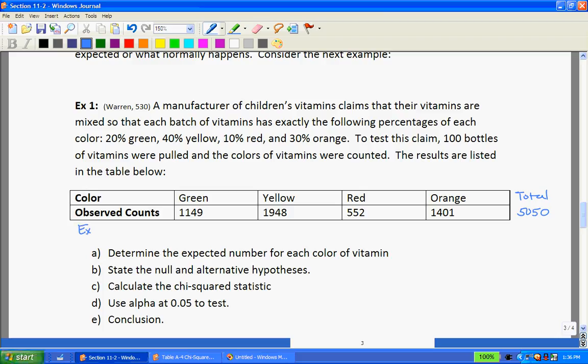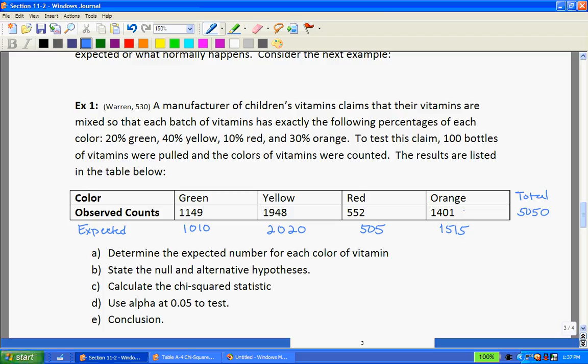And we'll label this down here expected. So I would expect to get 1,010. For yellow, that's supposed to be 40%, so I would expect to get 2,020. For red, it's supposed to be 10%, so again I'm going to take my total and multiply by 0.1. So I expect to get 505. And for orange, I expect to get 30%, so multiply by 0.3.